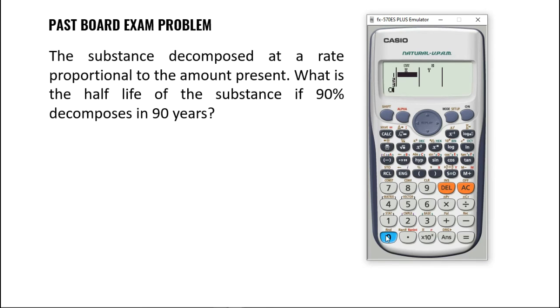Now here, what is being asked is the half-life of the substance if 90% decomposes in 90 years. At time 0, of course, our material is still whole. So that is 100% or 1, in decimal. Now here, the substance is 90% in 90 years. So at time 90, this is 90, not 900, the amount of the substance is 90%. So this is 0.9. Okay? Now, our values are complete. So what is the half-life?